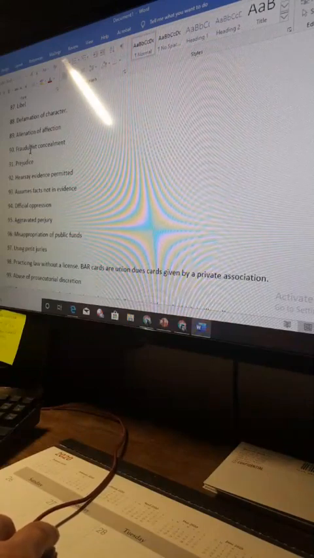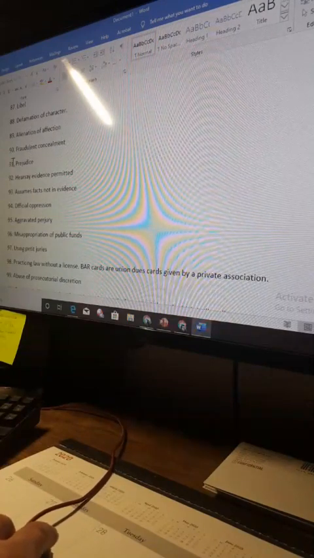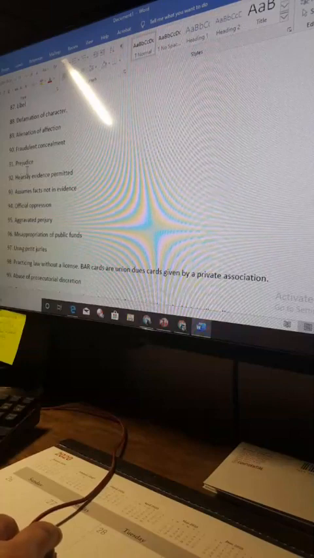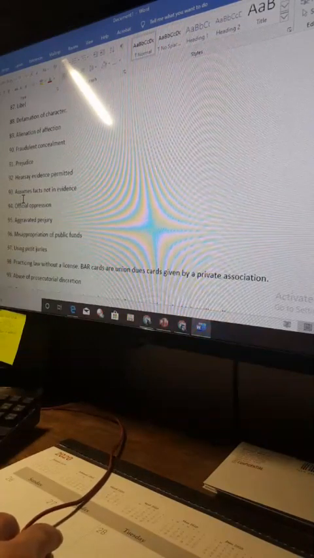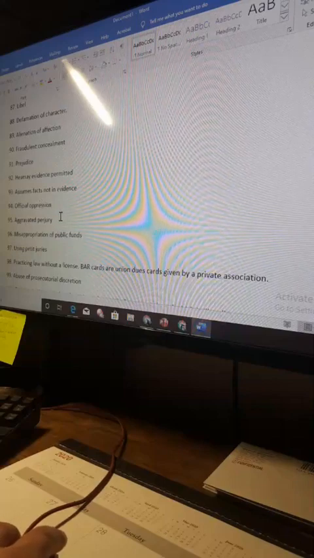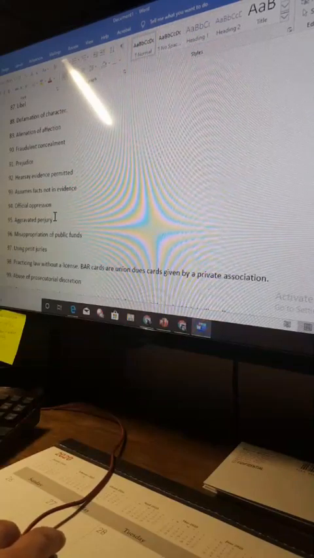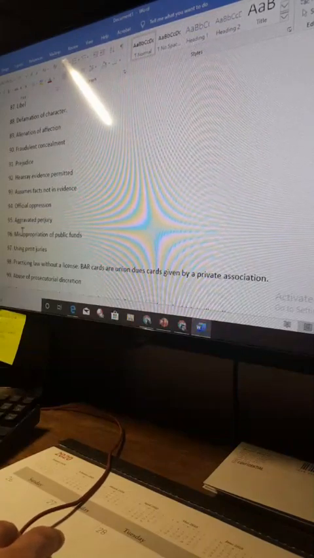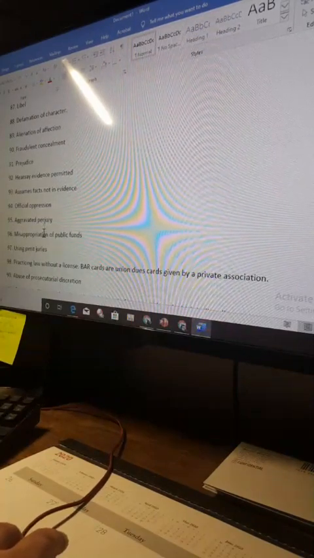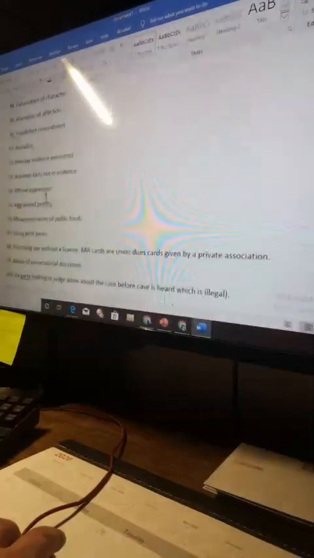Objection, defamation of character. Objection, alienation of affection. Objection, concealment. Objection, prejudice. Objection, hearsay evidence not permitted. Objection, assumes facts not in evidence. Want it noted for the record. I need findings of fact, conclusions of law. Objection, official oppression. Objection, aggravated perjury. You can point these things out.